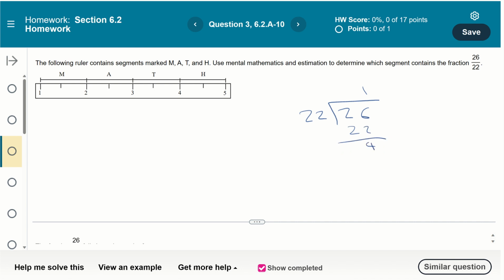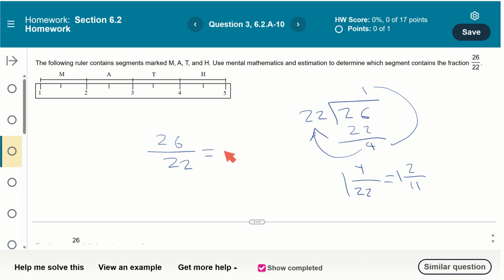with a remainder of 4. So we start here and do the loop, right? So 1 and 4 over 22, which is 1 and 2 over 11, if we just simplify that. Notice that what we could have done is we could have taken the 26 over 22, we could have reduced it first to 13 over 11, and then we could have divided to get 1, 11, and remainder of 2. So again, the loop will give us 1 and 2 over 11.